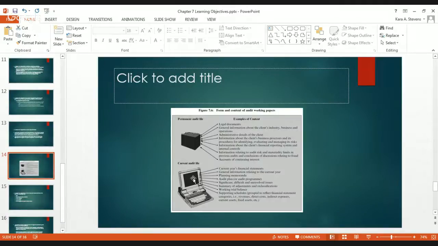And here are some different sources of documentation. This is right from your book, but we have a permanent file. You might call it a perm file, where all of the documentation that carries from audit to audit is obtained. And then the current audit file. So the working papers, we're obtaining all of your actual evidence to support the audit.